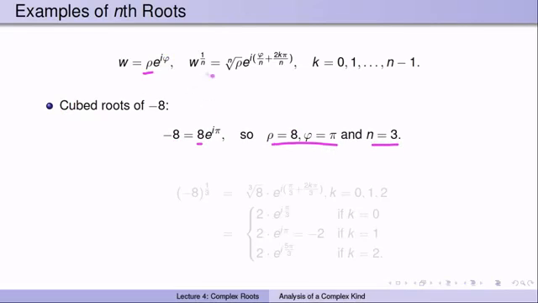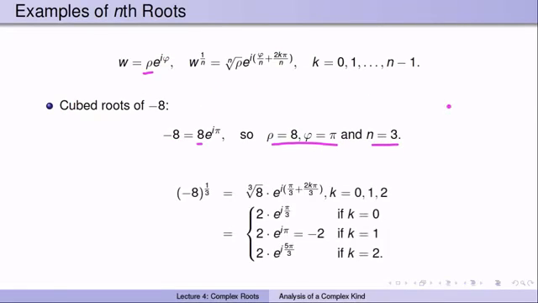So my n is 3. Again, now I have everything I need to plug into this equation, and I can go ahead and do that. So the cubed roots of 8 can be found by taking the regular cubed root of 8. This is just one cubed root of 8, the 8 being a positive number, so that's actually 2. So this number right here, that's simply 2, because 2 cubed is 8. Times e to the i, phi over n.